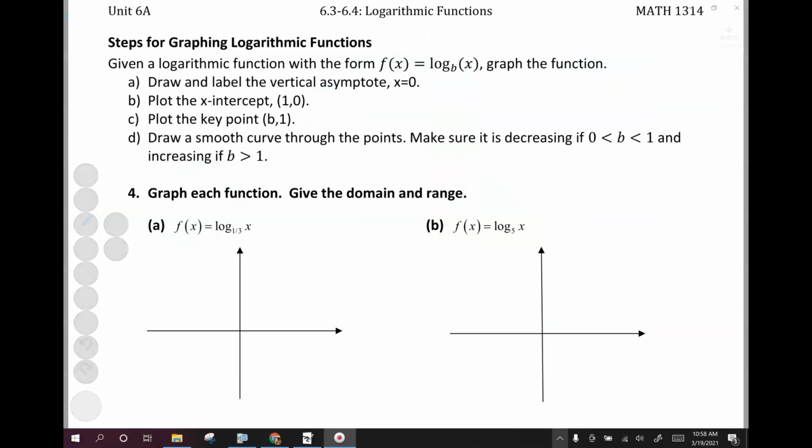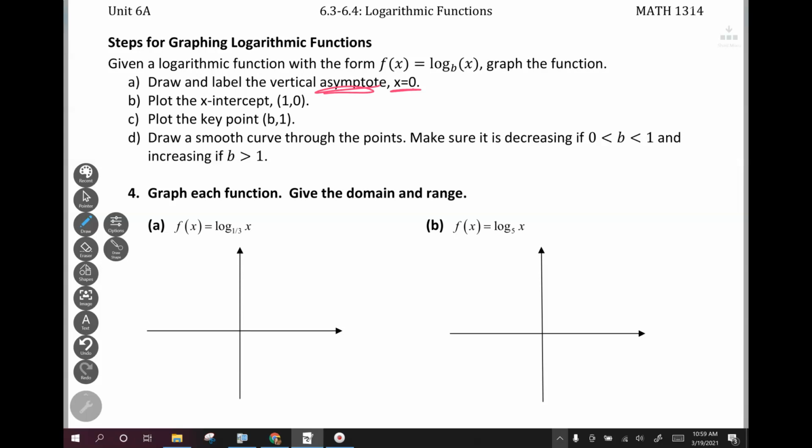All right, so given a logarithmic function with the form f of x equals log base b of x, like we just talked about, first you want to draw and label the vertical asymptote, x equals 0. So first get that asymptote, x equals 0, on the graph.